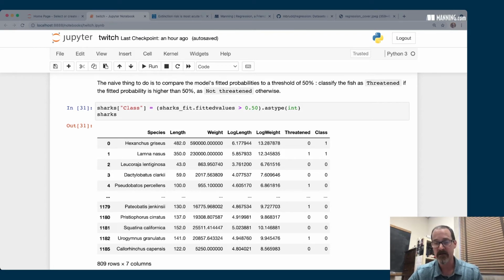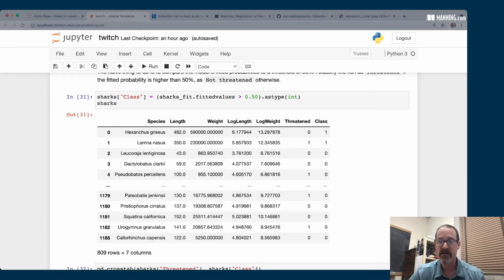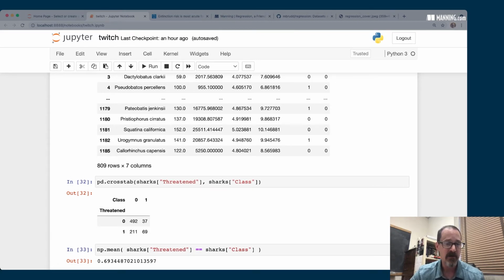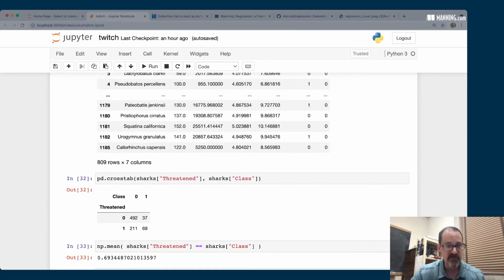All right, so 60% accuracy, but we only have 10 out of 800 some odd fish, right? So who knows? We need to do more work to figure out how accurate this classifier is. One way to do that is to look at a cross tabulation of the results. If you cross tabulate the classifications in the model with the actual observed values of this threatened variable, you can see that 561 are labeled correctly, the diagonal upper left and bottom right, but 248 are mislabeled.